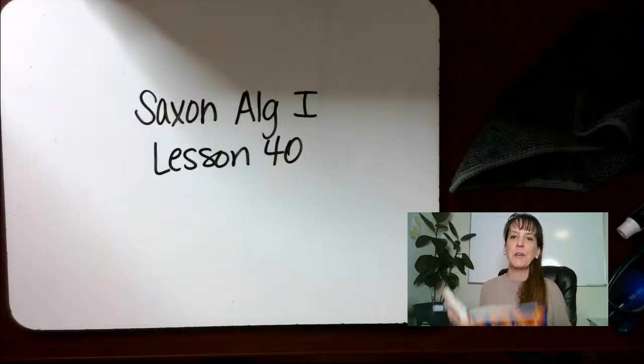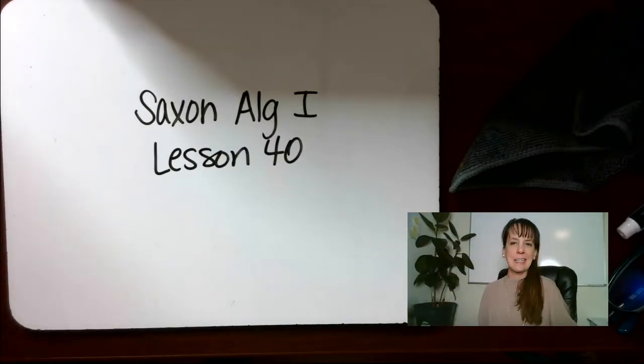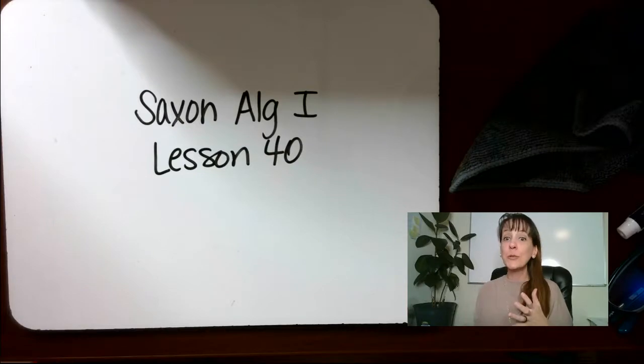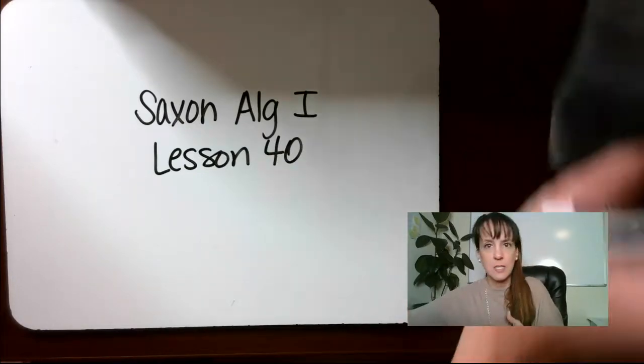Today, for those of you following along at home, 3rd edition, Algebra 1, Saxon, we're on lesson 40 on page 160. We're going to be talking about the quotient rule for exponents because we've talked about the multiplication and the power rule. So now we're going to talk about the quotient rule, and then we're going to talk about how that applies when we are using distributive property.